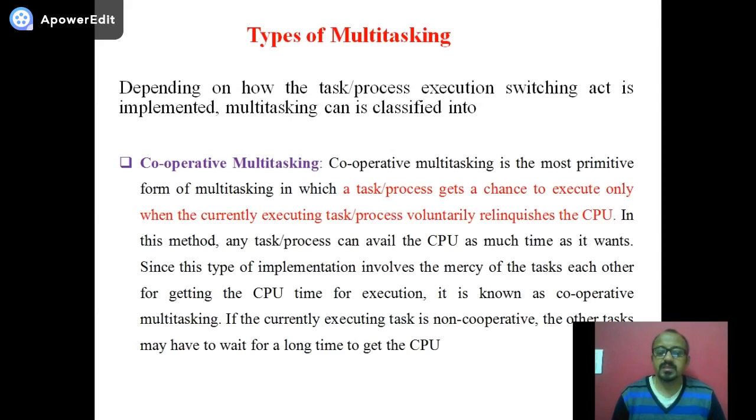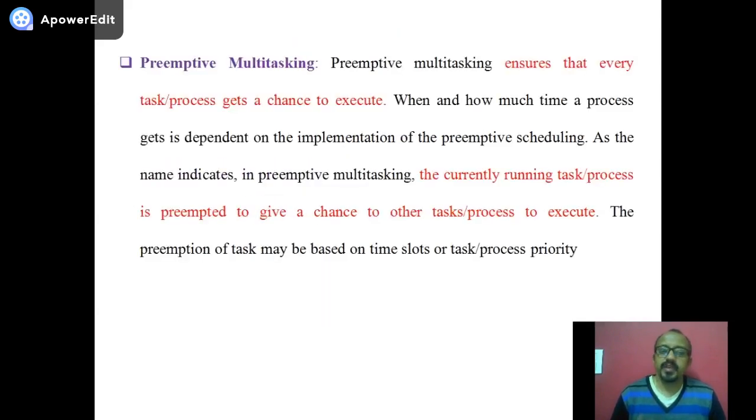Since this type of implementation involves the mercy of tasks to each other for getting CPU time for execution, if task 1 doesn't give up the CPU time, task 2 has to wait for an indefinite amount of time, means a longer period of time. Now preemptive multitasking ensures that every task or process gets a chance to execute, and it may be based on the priority, it may be based on the amount of time it will take. There are different versions of preemptive tasks, so we'll discuss it later.